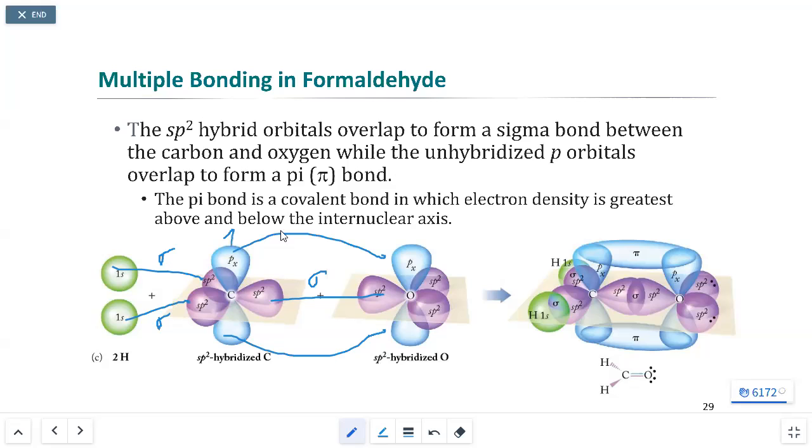They each have 1 electron in them. So the pi bond is going to form in parallel over that sigma bond between the 2 hybrid orbitals. That's how we get that double bond.